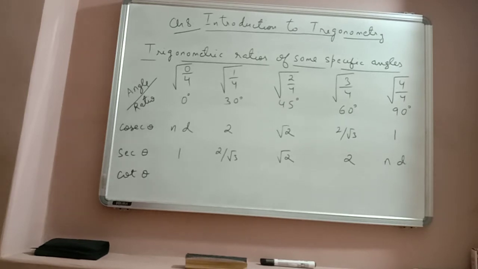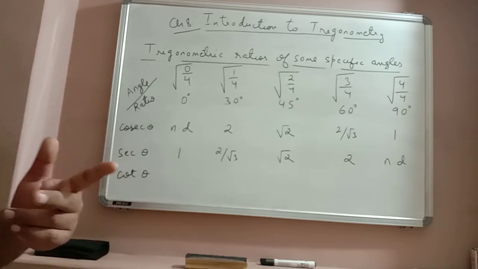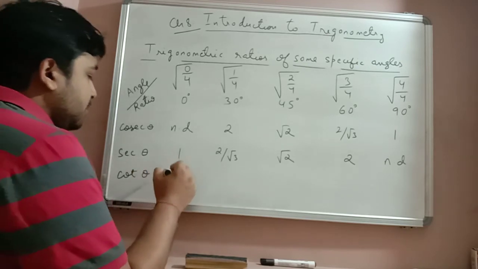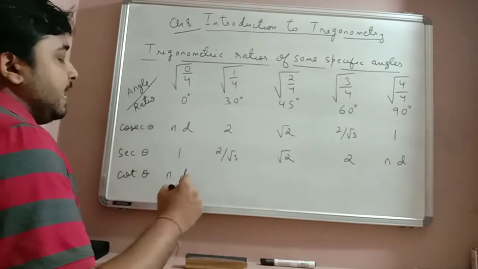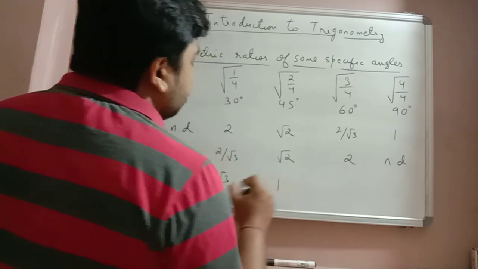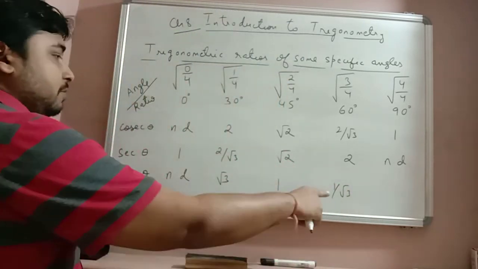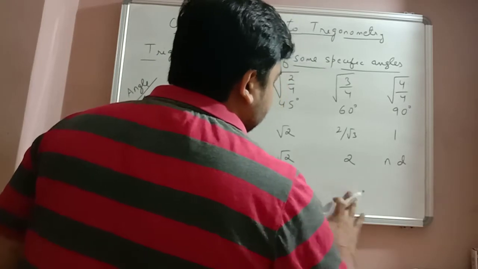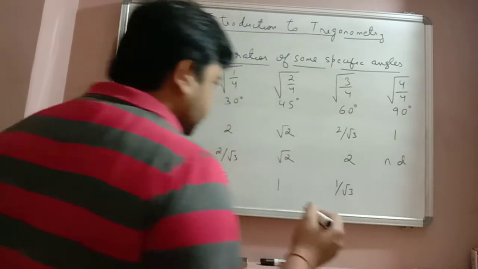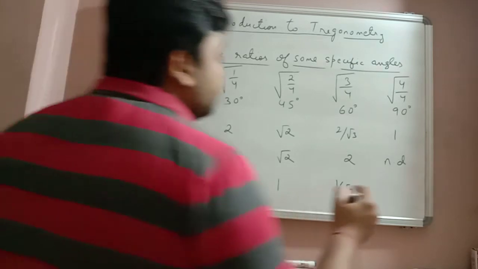Now let's write down the last ratio, that is cot theta. Cot theta can be given by the reciprocal of tan theta. So tan 0 was 0, so this will be not defined. Tan 30 degree was 1 by root 3, so this will be root 3. Tan 45 degree was 1, so this will also be 1. Tan 60 degree was root 3, so this will be 1 by root 3. So cot 60 degree is 1 by root 3. And cot 90 degree, tan 90 was not defined, so cot 90 will be 0.